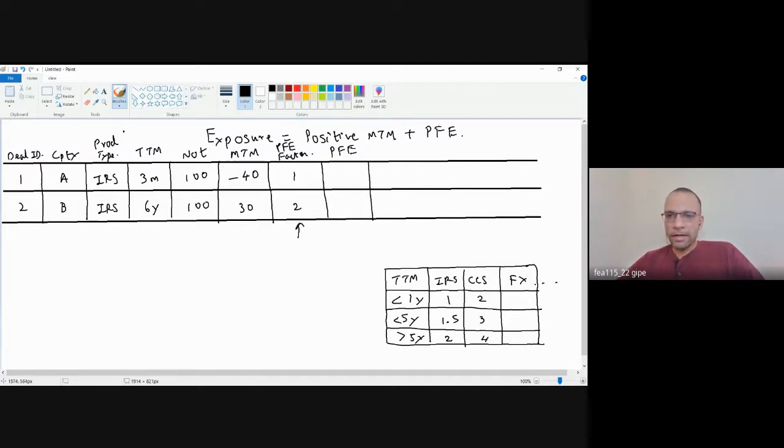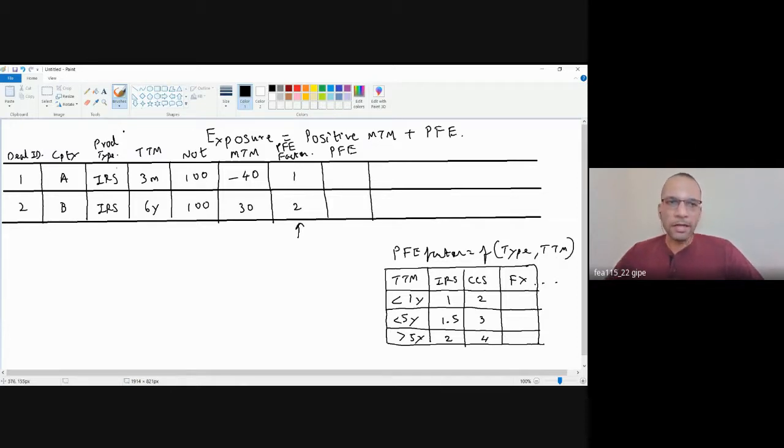So this is how I decide how much should be the PFE for a certain transaction. So the PFE factor, you can say, is a function of product type and the time to maturity or the maturity bucket.